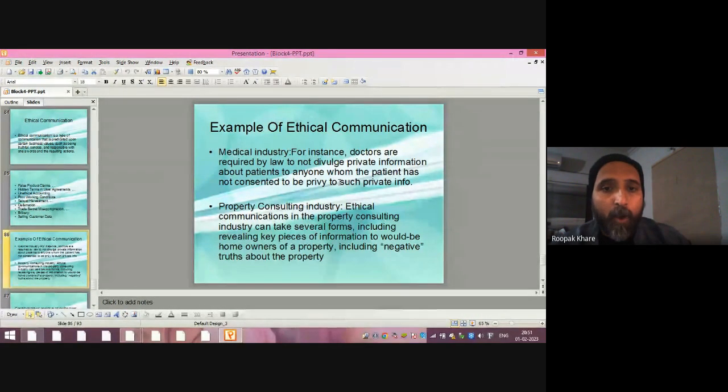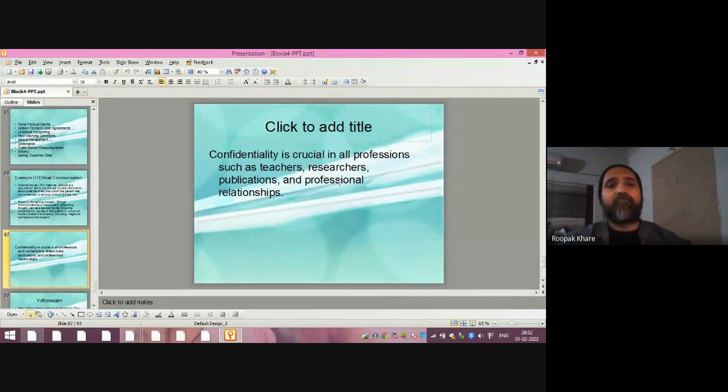Property consultant. Ethical communication in the property consulting industry can take several forms, including revealing key pieces of information to would-be homeowners, including negative truths about the property, that this is not a very airy place, or water seepage happens through the walls during rains. Real things should be told. Confidentiality is crucial in all professions such as teachers, researchers, publications, professionals, all such relationships. So confidentiality, if not maintained, is again a breach of ethical rules.